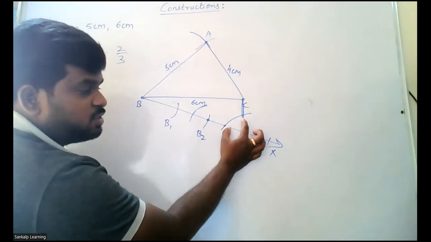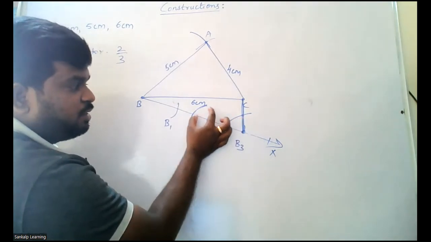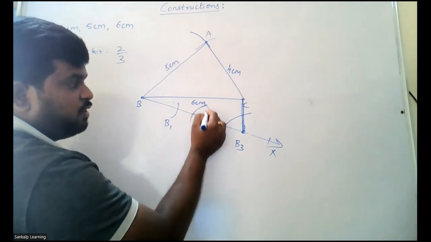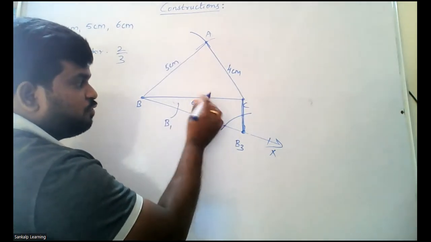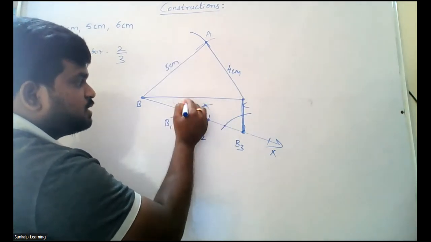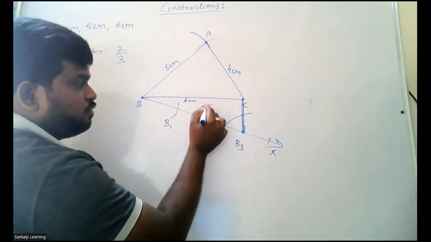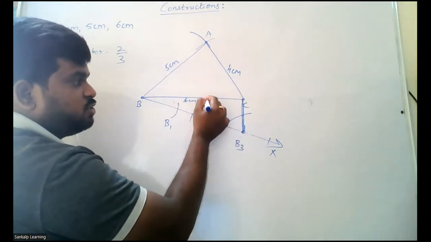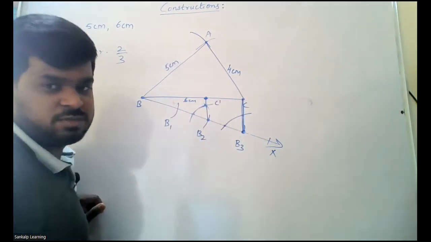Take the measurement of this. Take the measurement of this. This measurement, you get it. Keep it here and cut it. At this point, take this as a center and cut it. Now this and this, if you join it, let me write 6 centimeter here. If you join these two, the line that you got will be parallel to this. This new point will be your C dash.